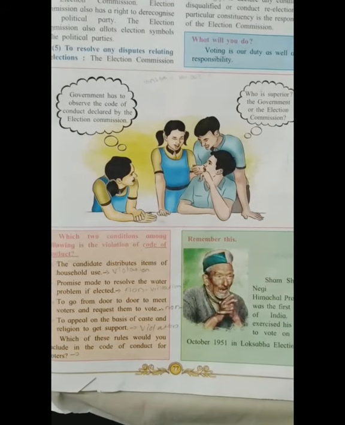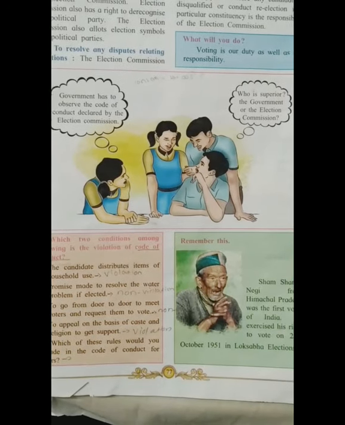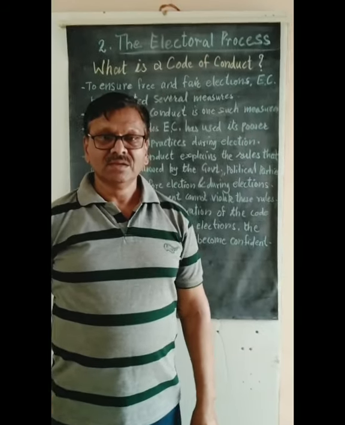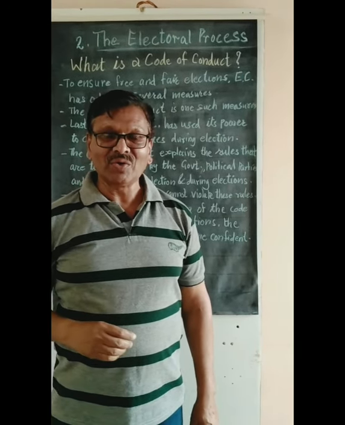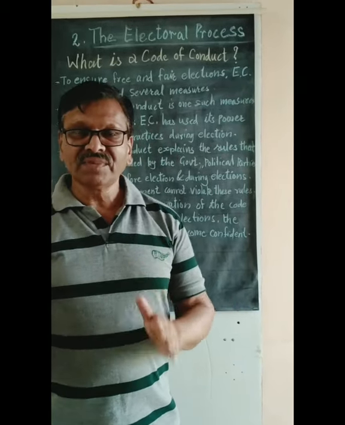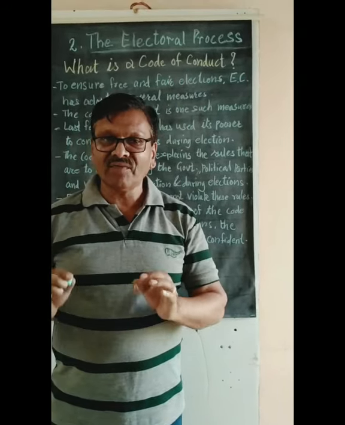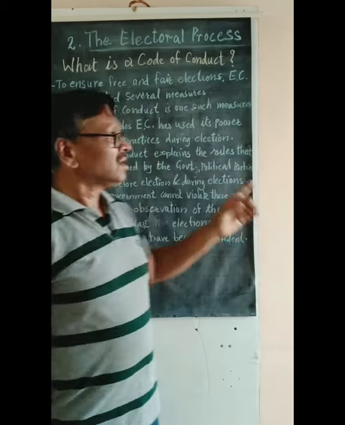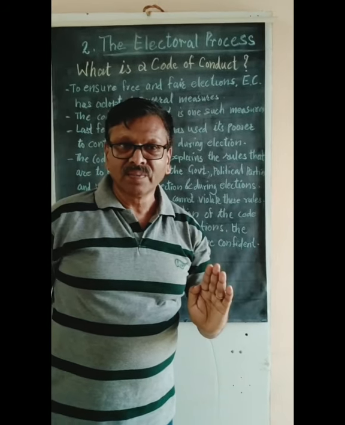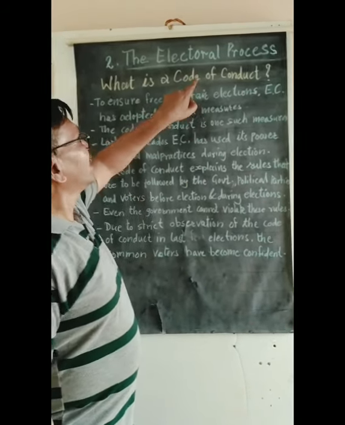Here a few students are confused. They have a question. The government has to observe the code of conduct declared by the election commission. Then who is superior, the government or the election commission? Let me tell you, the code of conduct in Marathi is called Achar Sanhita. When the tenure of the existing government is over, and once the election commission declares the dates of election, the code of conduct becomes applicable, and then the existing government doesn't have any power. They are only running the government for nominal sake. The power is in the hands of the election commission.